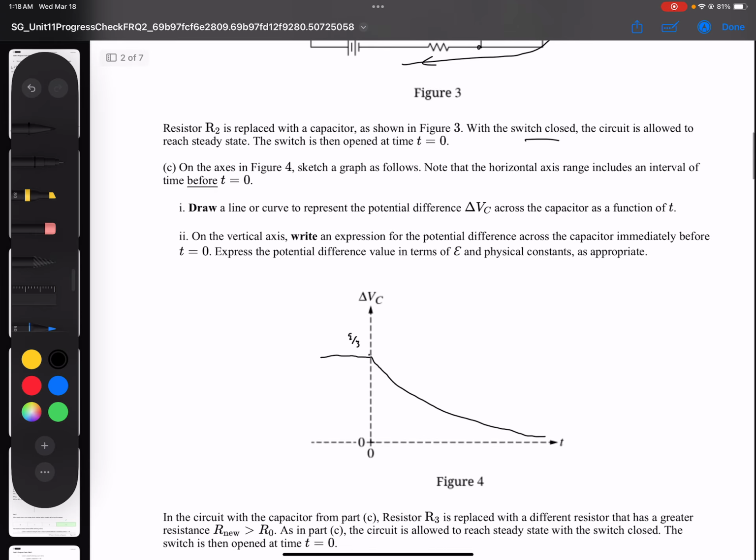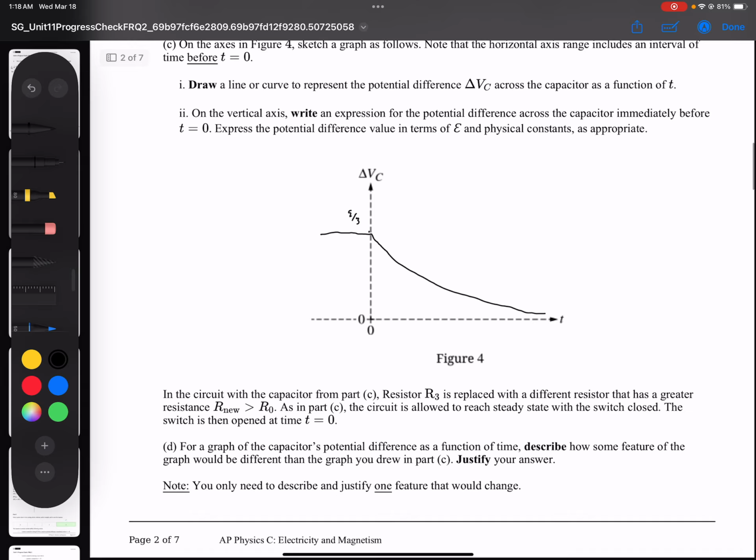Now let's test it. All right. First, what I'm going to do is read part D so we can test both C and D on the circuit simulator.